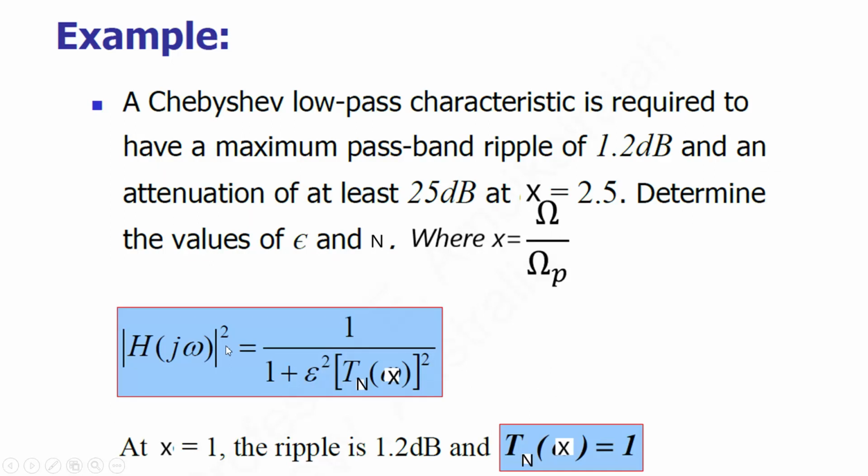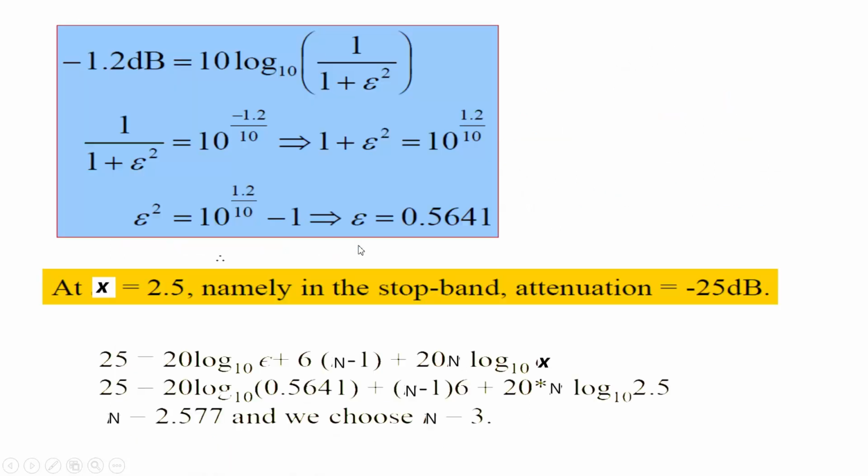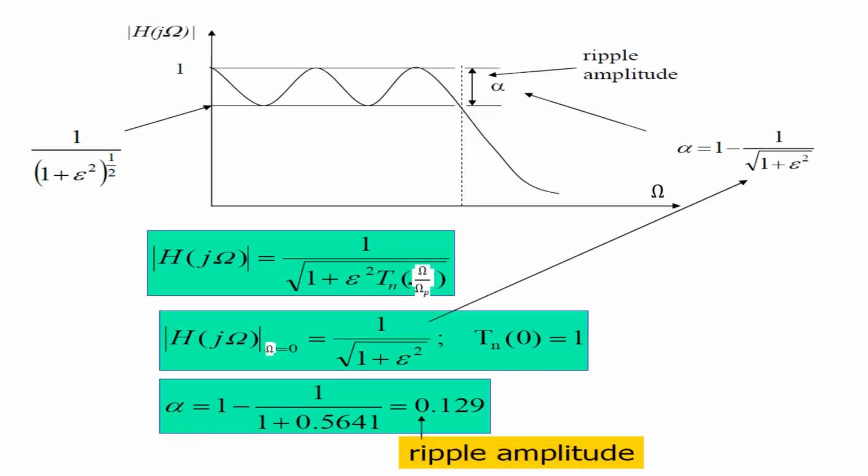We were supposed to find the values of epsilon and n. Epsilon we found earlier, and we can find the value of alpha also, which is the ripple amplitude, which depends, of course, on epsilon.